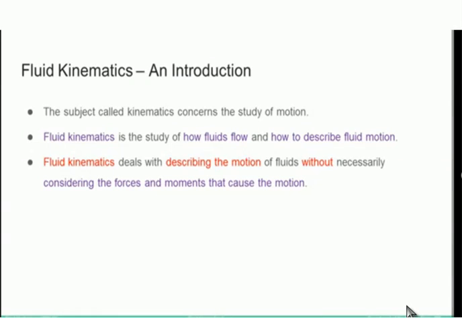Yes, welcome you all for today's class. Today we are going to start a new topic, that is fluid kinematics. So in this class we are going to start the introduction to fluid kinematics. Okay, so let's start the subtopic.